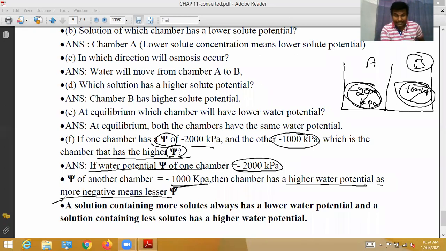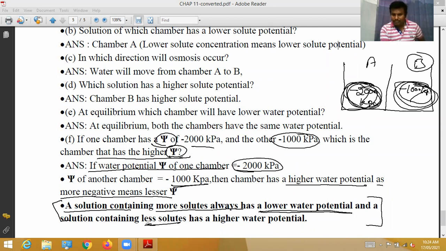Yesterday I said this statement: a solution containing more solutes always has lower water potential. More solutes means lower water potential, and a solution containing fewer solutes has a higher water potential. So according to the question, chamber B has the higher water potential.